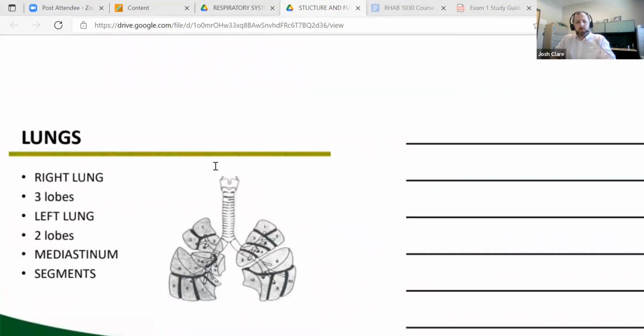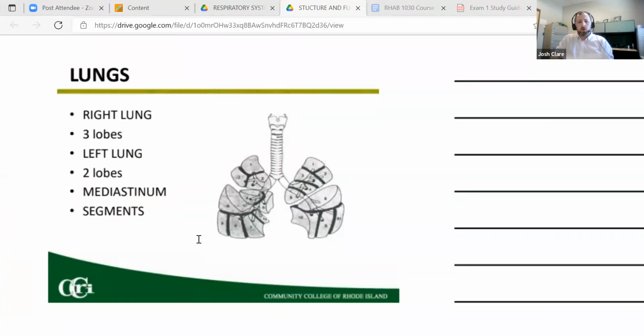Some lung anatomy for us. The right lung has 3 lobes. The left lung has 2. The mediastinum is that space in between the 2 lungs, right in this area. That's where the heart likes to rest, right there. But also the aorta and esophagus are all sitting there.